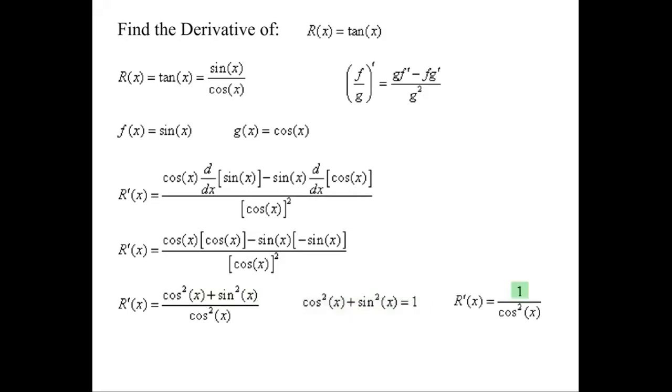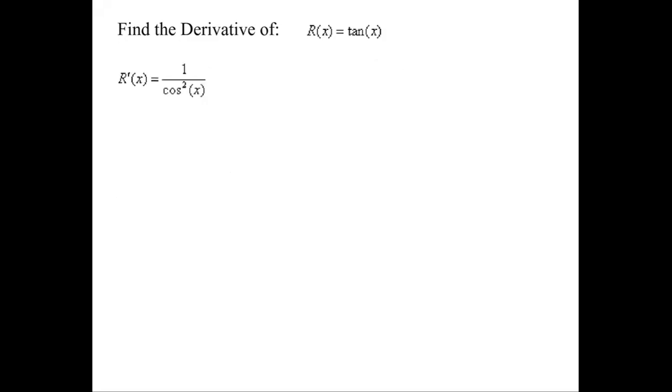So the derivative of r of x is going to be equal to 1 over cosine squared of x. And remembering that the reciprocal of cosine is secant, and the reciprocal of secant is 1 over cosine, we can rewrite the expression as secant squared of x. So in the end, the derivative of tangent is equal to secant squared of x. So with this, we add another trigonometric derivative to our list.